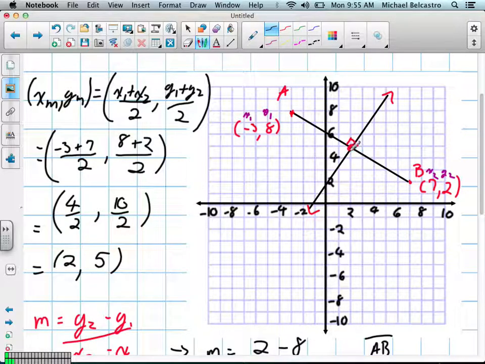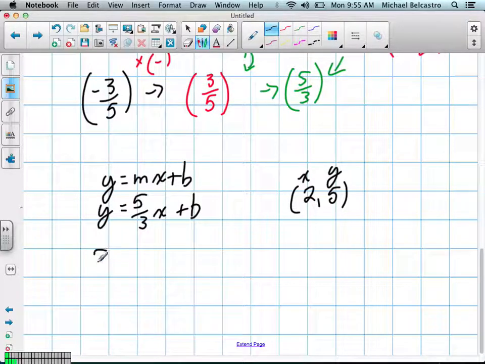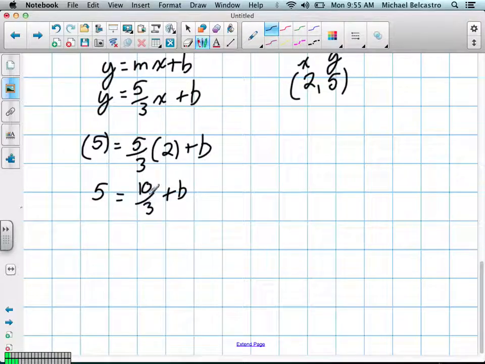So we take that midpoint value of 2 and 5, and that's an x and y value that is on our line. So we take those values of 2 and 5, and we plug them in for the x and y in this equation. So my y becomes 5. My slope is still 5 over 3. My x is 2 plus b. Now we isolate for b. This will give me 10 over 3 plus b is equal to 5.